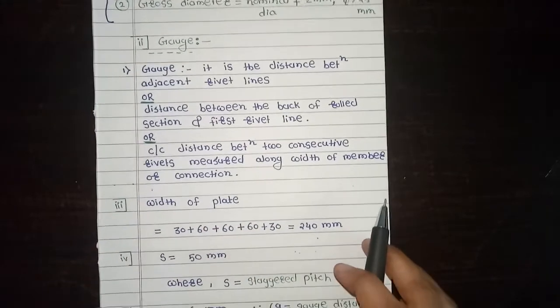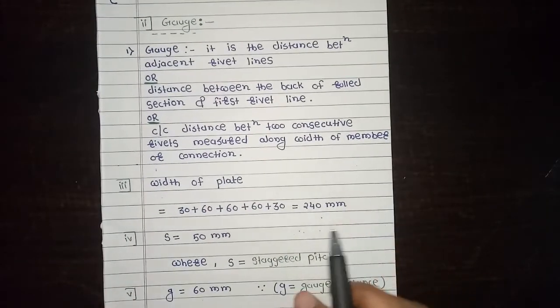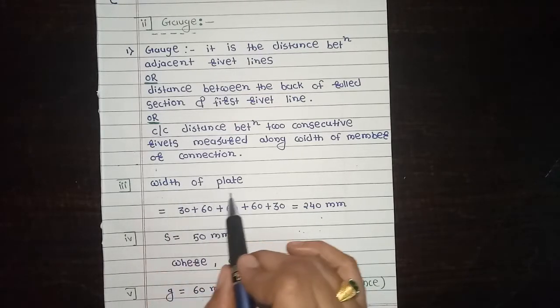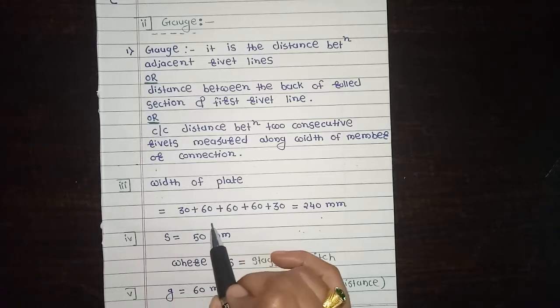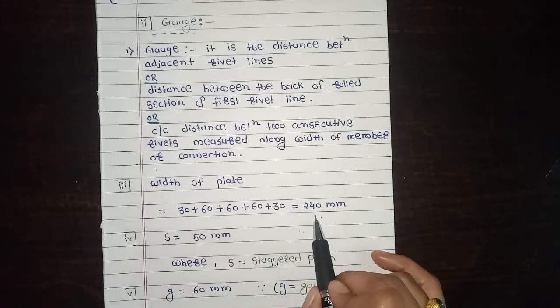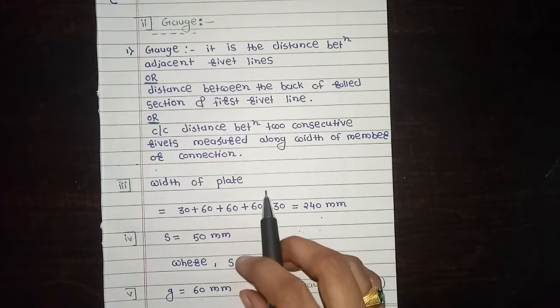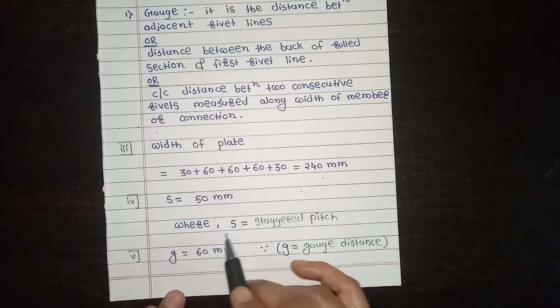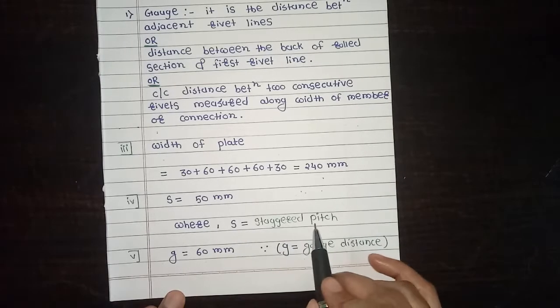Okay, so width of plate is given in question. So width of plate is equal to 30 plus 60 plus 60 plus 60 plus 30, is equal to 240 mm. Then S is equal to 50 mm, where S is the staggered pitch.